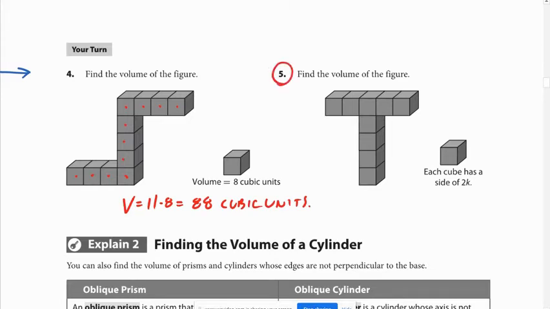Okay, go ahead and try problem 5. Press pause on your video, work out your answer to problem number 5, and then press play when you're ready to see it.